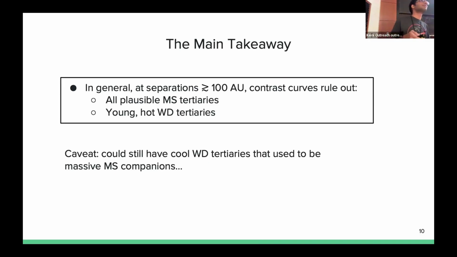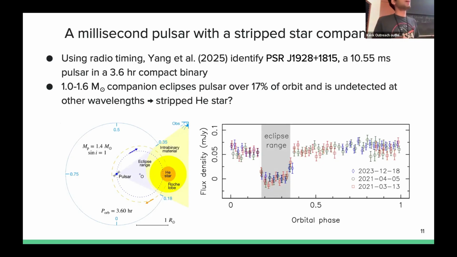Okay, in the remaining time that I have left, I want to talk about something just a little different. It's an interesting millisecond pulsar binary recently discovered by Yang et al. in 2025. They showed that the millisecond pulsar is in a 3.6-hour compact binary and that it has a companion between 1 and 1.6 solar masses. What's interesting about this binary that is different from other systems that would be otherwise similar is that if you look at the radio light curve, which I've shown here, there are eclipses over around 17% of the orbit. However, the companion to the millisecond pulsar is undetected at all other wavelengths. And so by summing all of this information together, the authors proposed that the companion is a stripped star.